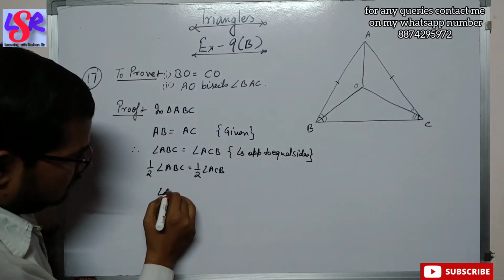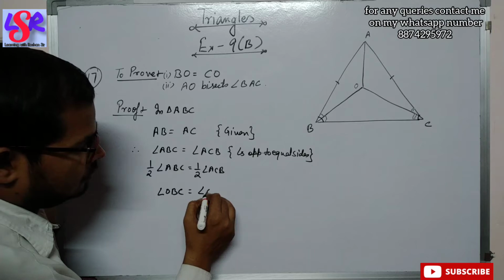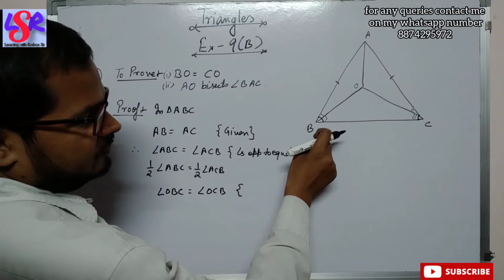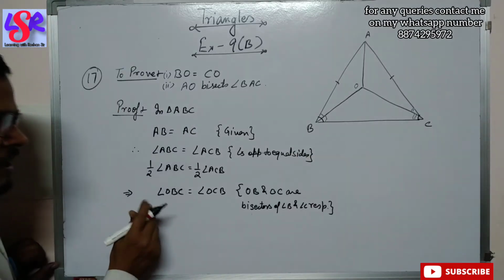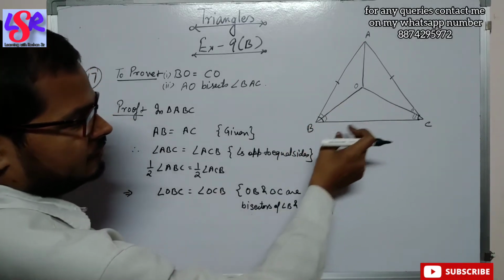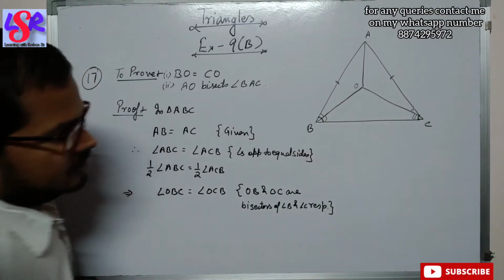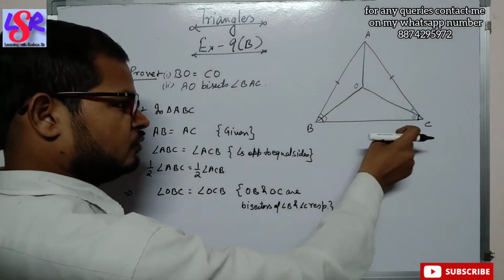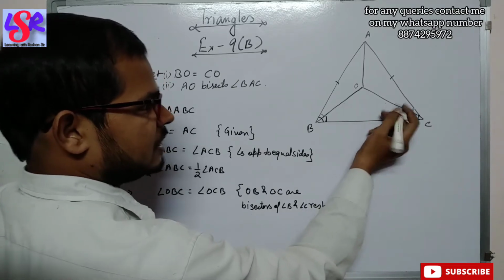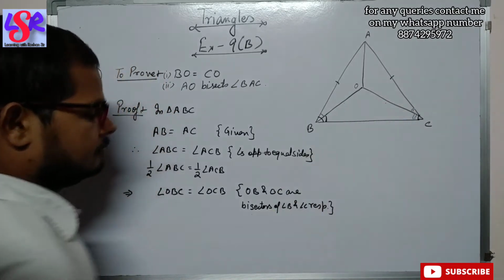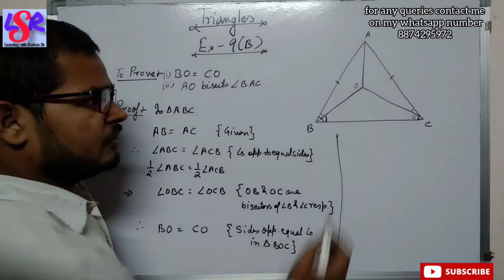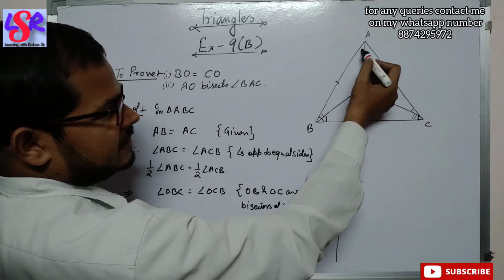So here we get angle OBC equals angle OCB, as OB and OC are bisectors of angle B and C respectively. Now in triangle OBC we have this angle equal to this one. Therefore this side will also be equal to this one, as sides opposite to equal angles. Therefore BO equals CO as the sides opposite to equal angles in triangle BOC. Now we have to prove that line AO bisects angle A.